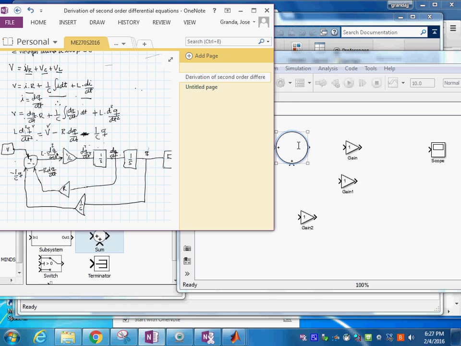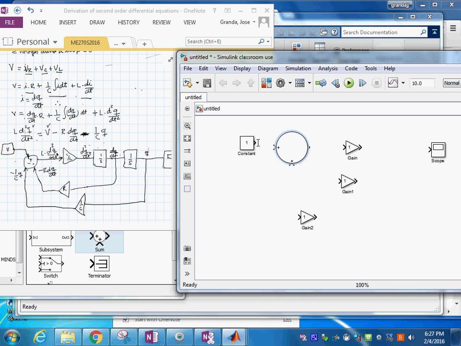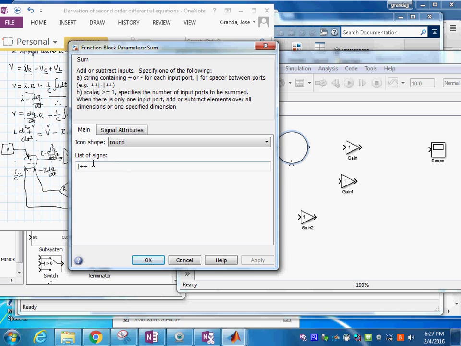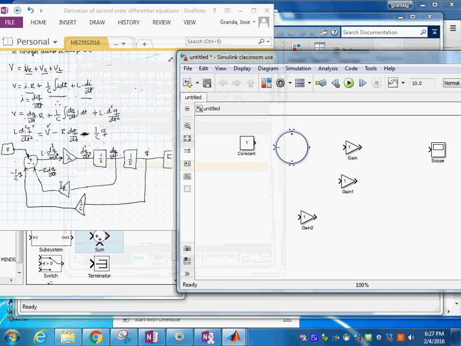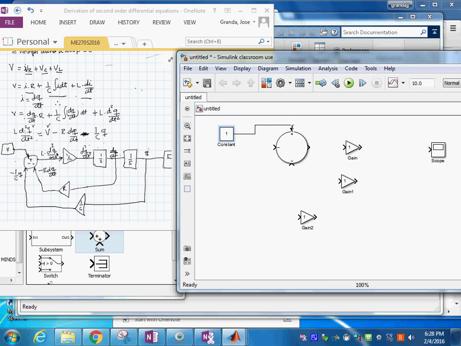So here we have, oh, we have to put one positive and two negatives. So positive, plus, and minus, minus. That allows us a better distribution. And then you have these ones.